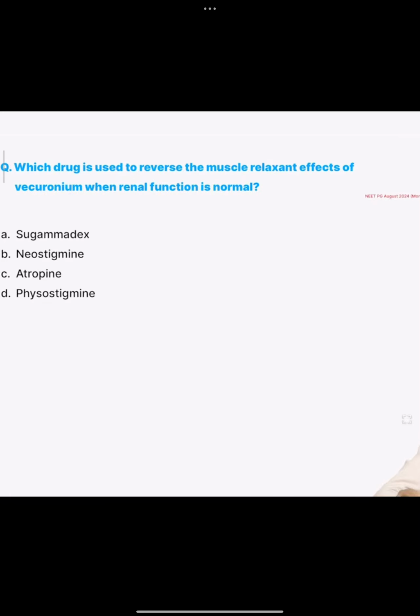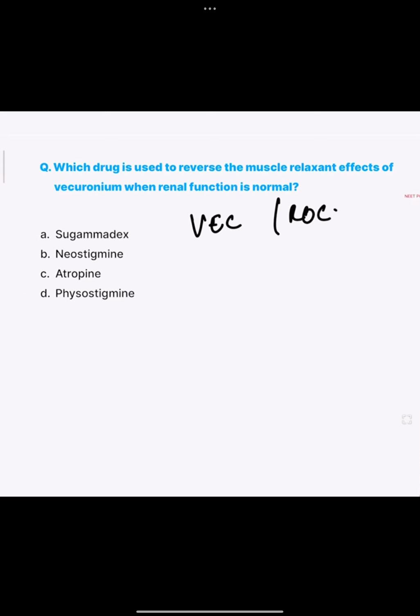Next, which is the drug used to reverse the muscle relaxant effect of vecuronium when the renal function is normal? Basically, guys, he's asking about the reversal of muscle relaxant. I told you, most commonly we are using neostigmine. Apart from neostigmine, we are using pyridostigmine, edrophonium, and we are also using sugammadex. Sugammadex is commonly used for vecuronium as well as rocuronium reversal.